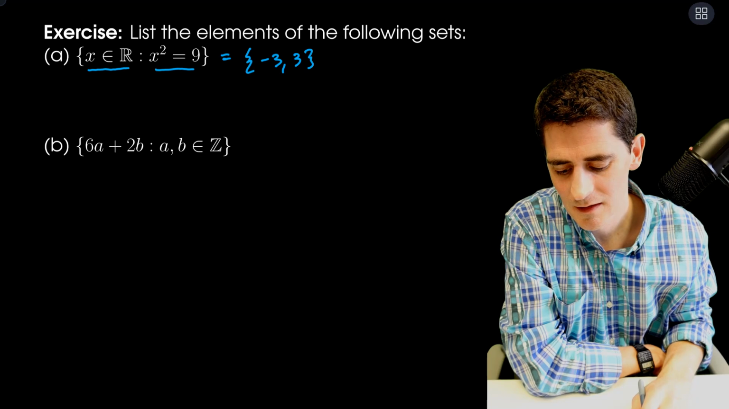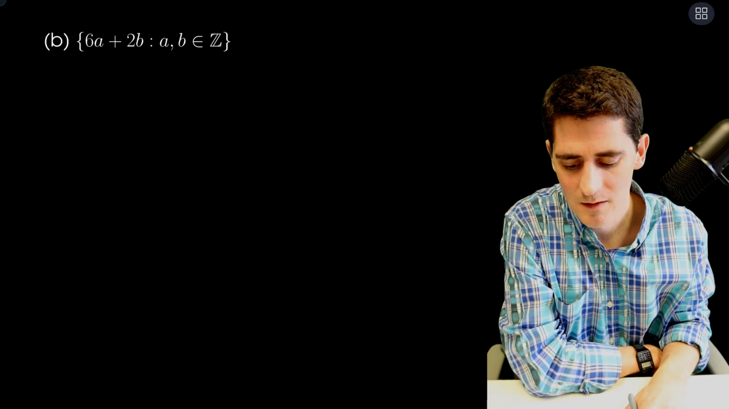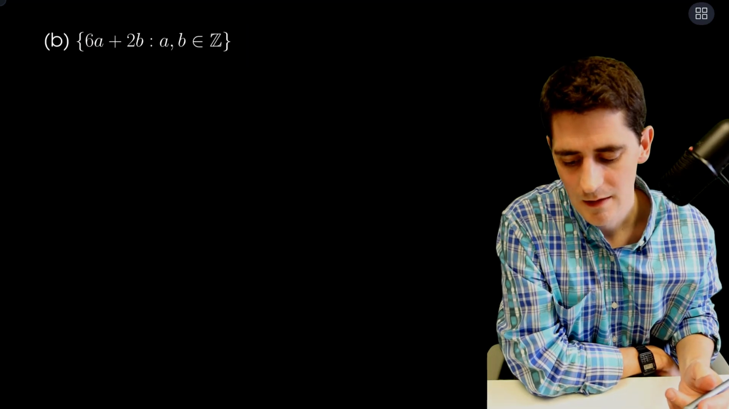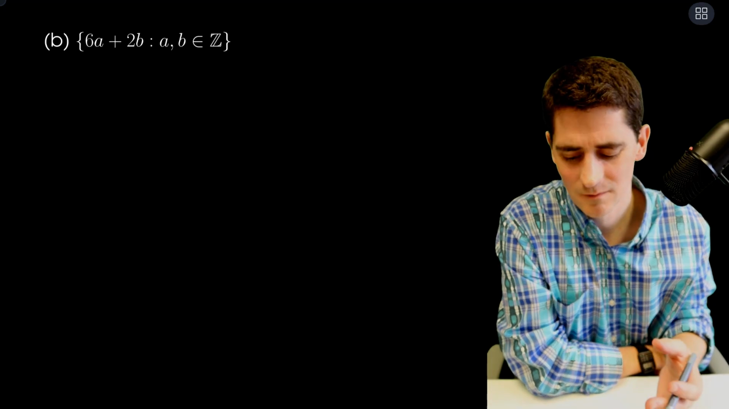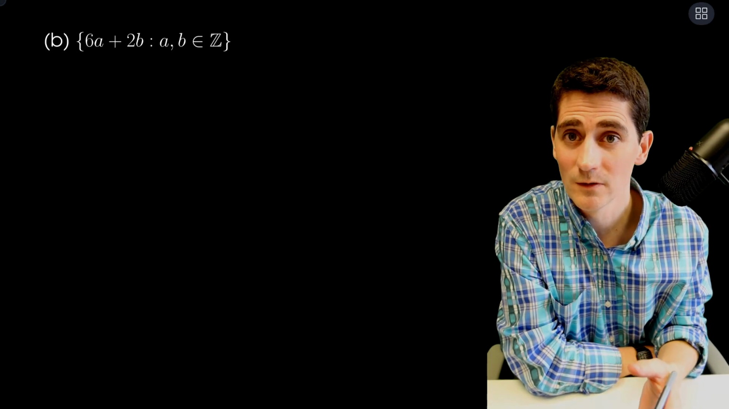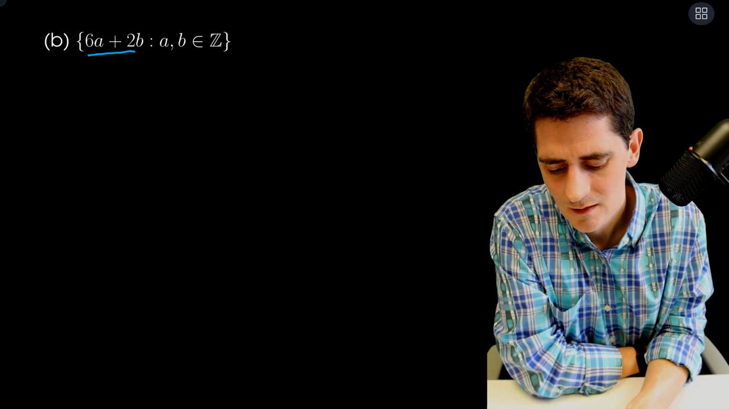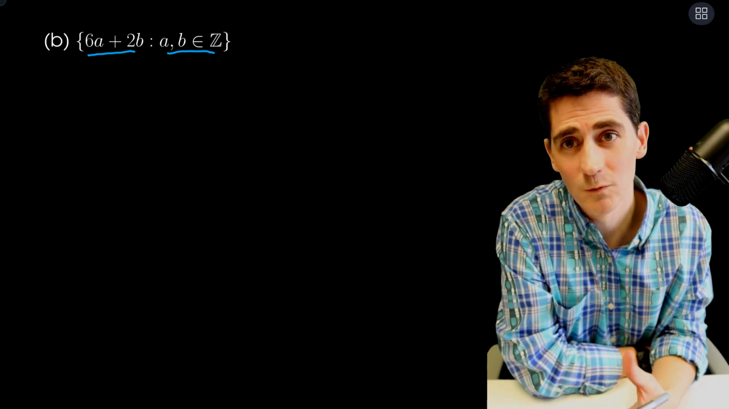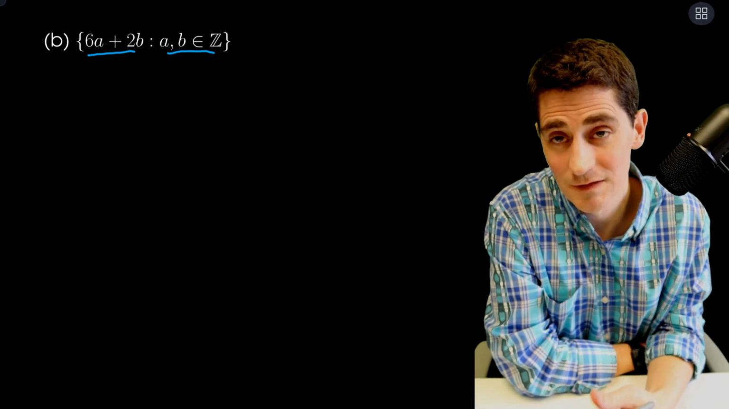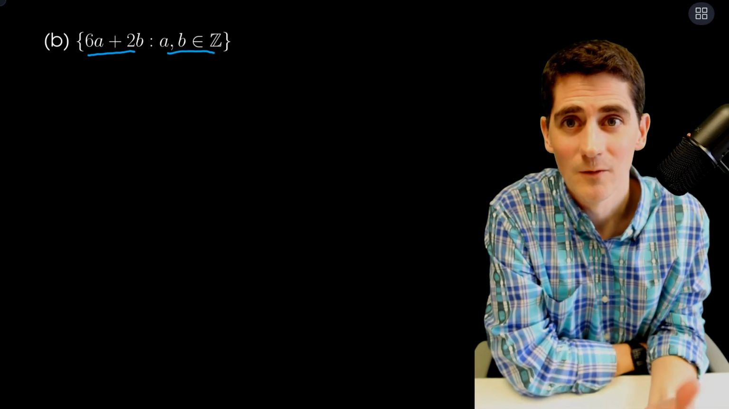We have 6a plus 2b, where a and b are integers. We can't list out everything in this set, but maybe we can list out some things. Again, the elements look like this, and they satisfy this property. So as long as we let a and b be integers, do 6 times a plus 2 times b, we have an element of the set.